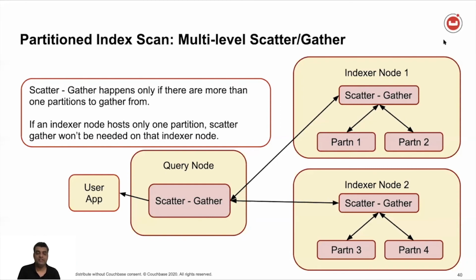To add more details to scatter gather, let's take this example. So what happens in this case is scatter gather happens twice, once on query node and once on indexer nodes as well. So if there is an indexer node which is hosting more than one partition, it will perform scatter gather within itself and then it will return the results to the query node. If there is an indexer node which is hosting only one partition, then for that node, scatter gather won't be required.